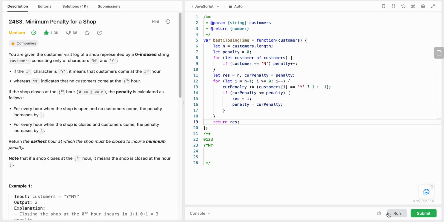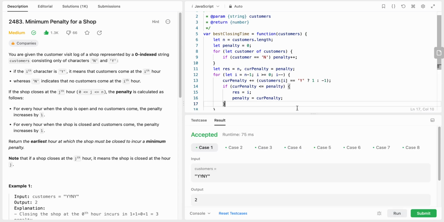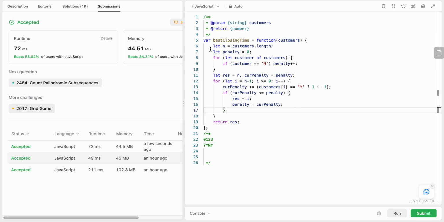Now let's run our code and check if this one works fine. Awesome, I have added a few test cases of my own just in case. Let's submit this one. Great, so we are able to solve it in constant space complexity and O of n time complexity.